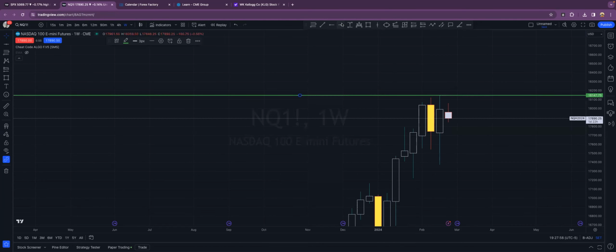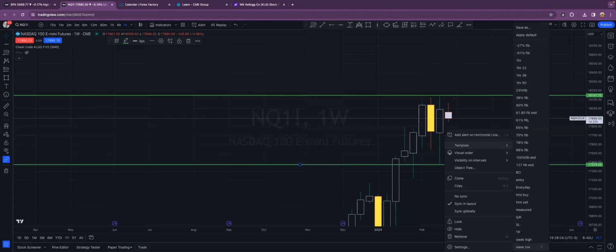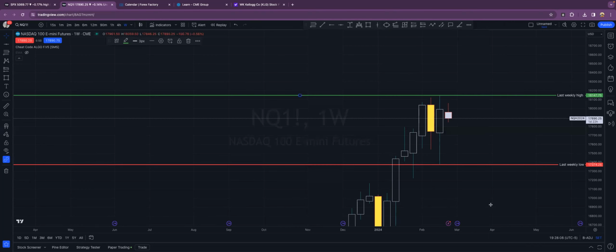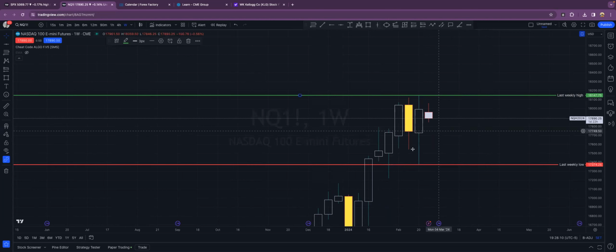We ain't doing nothing fancy here. There's no fancy tricks. Weekly levels, weekly high, weekly low, right? You got to keep it simple. This is the simple stuff right here, right? But this gets people hemmed up.